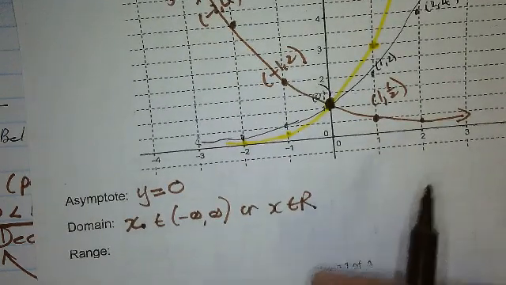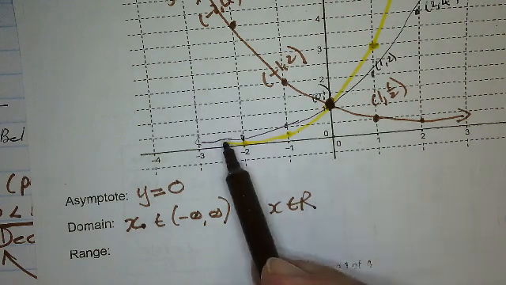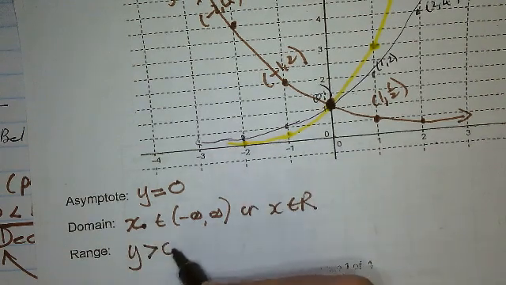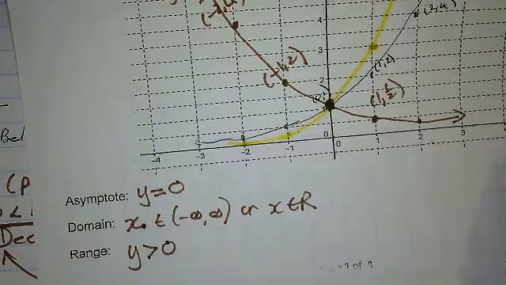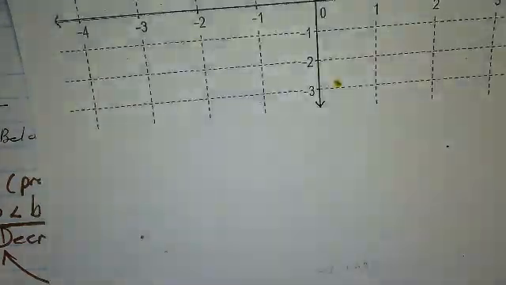The range, if you look at the y, you only use the y values above your asymptote. So we say then y is greater than 0. You can't put equal because that's your asymptote. So that's the range. Right, so this is your basic exponential graph.